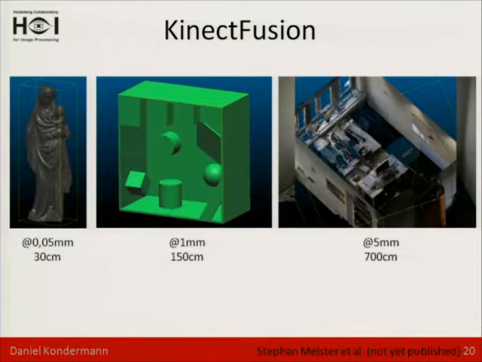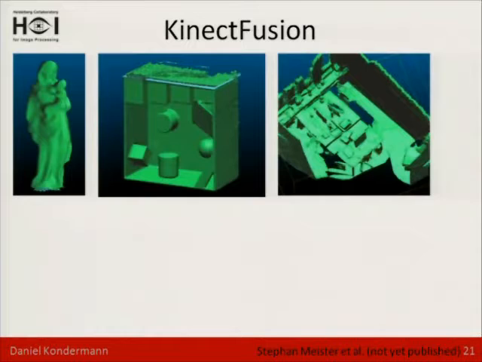Then we have this box. I already showed it to you. And finally, we have this LiDAR scan of our office. This is one of our offices. And here you see this is a volume of about 7 meters by 7 meters by something. Then we used KinectFusion to actually scan these, and we compared the accuracy. And here you already see, okay, for such small scales, it doesn't really work well.